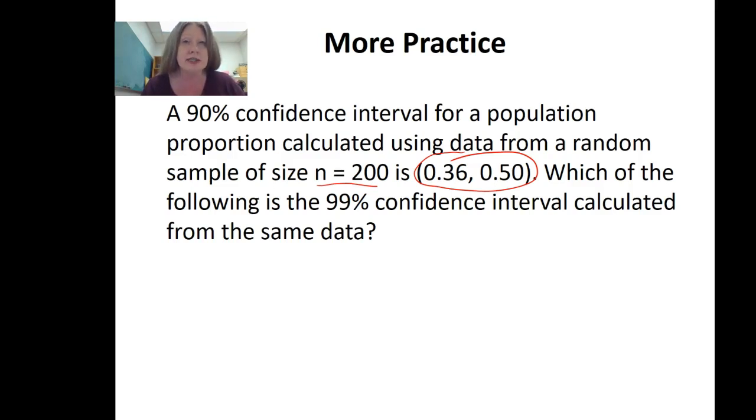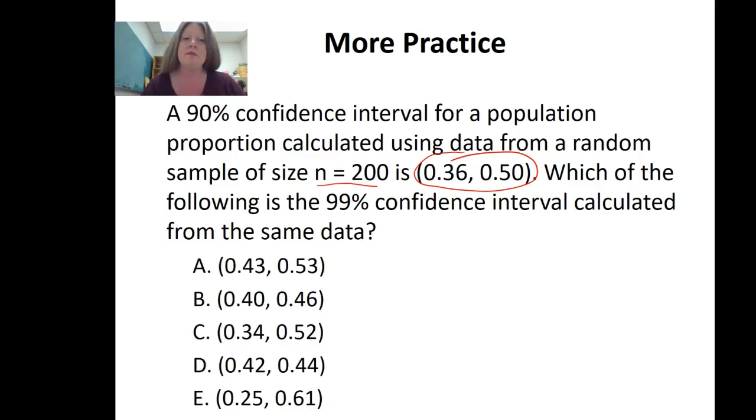So again, we're not changing the data. We still have a sample of size 200. We're imagining that instead of building a 90% interval, we've built a 99% interval. So which of these do you think makes the most sense? I want you to take a moment and look through these. Think about what you know about confidence intervals. Think about how changing the confidence level affects the width of the interval. Think about where you'd expect the center of the interval to be based on what you know here. What would you expect your sample proportion to be?